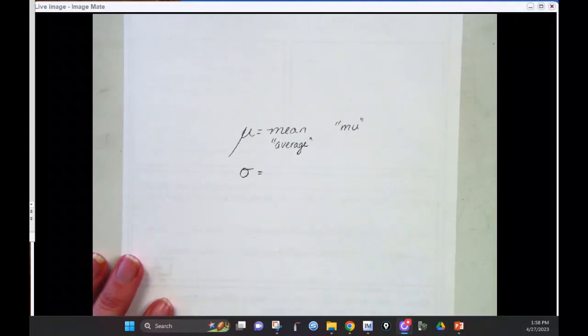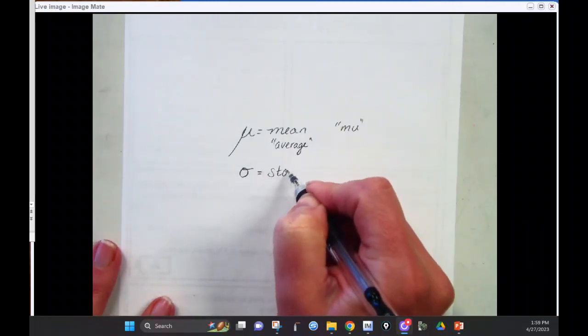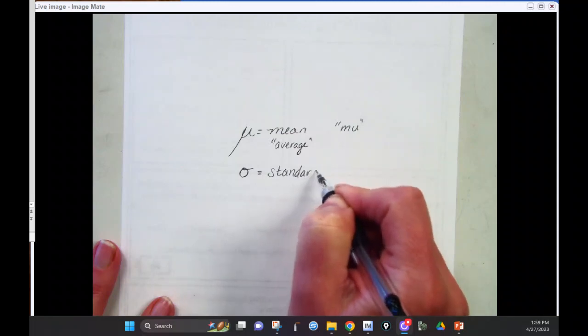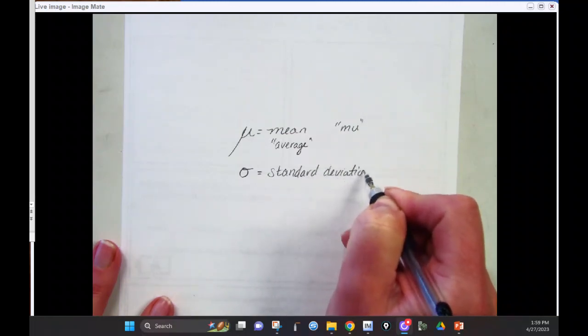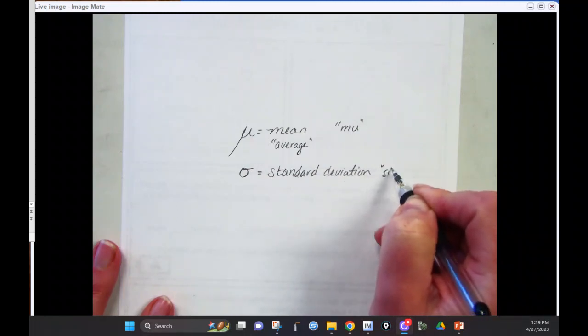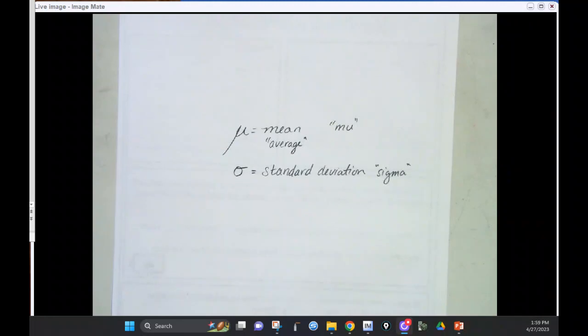Does anybody recognize what that means? All right, so that is standard deviation. And sigma is the name of that Greek letter, okay? So we've got mu and sigma, and we're working with mean and standard deviation.